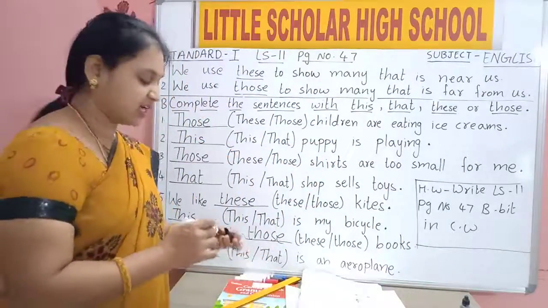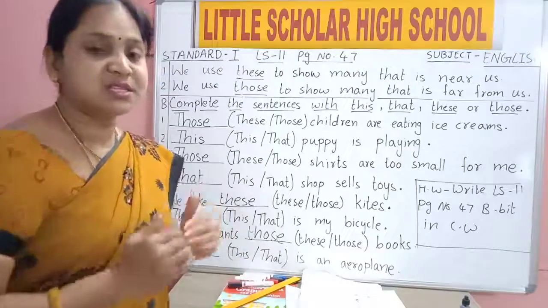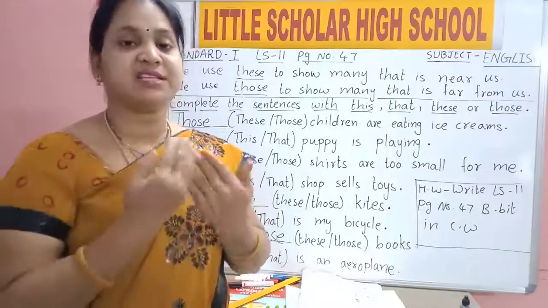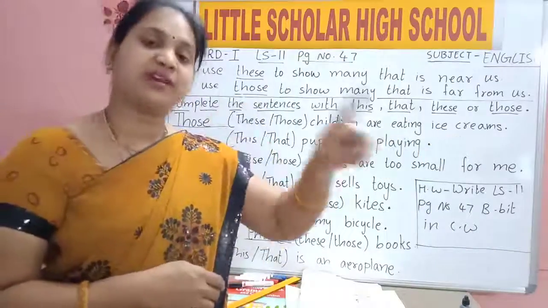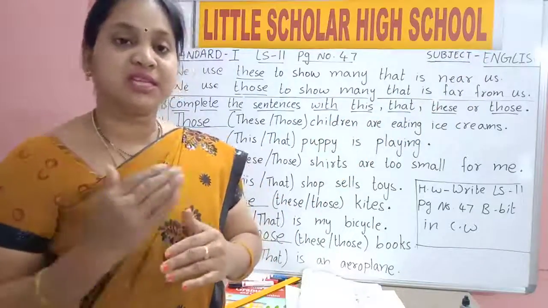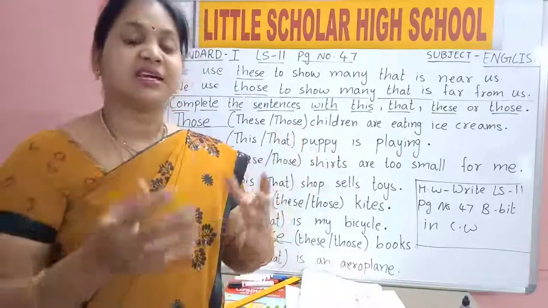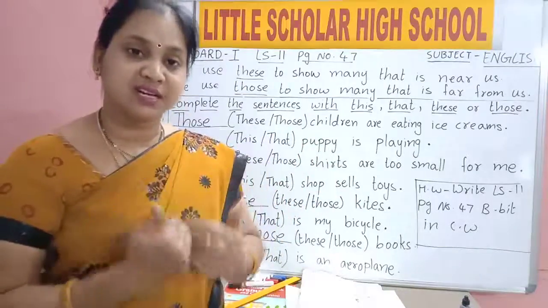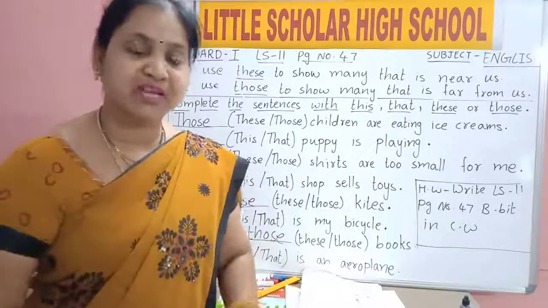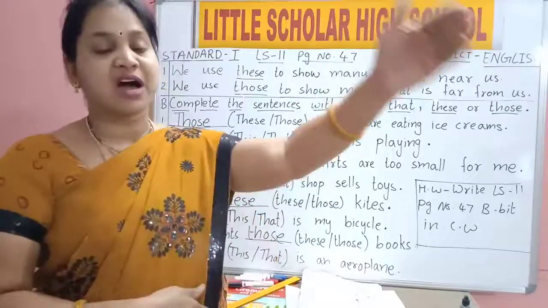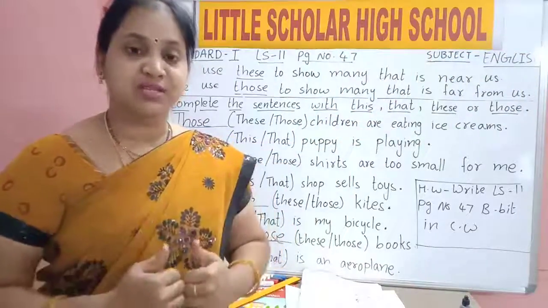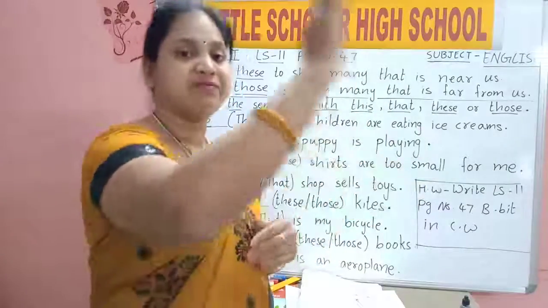Shall we read once again? Now say, when do we use this and that? We use this when we are talking about only one thing that is near us. We use that when we are talking about one thing that is far from us. These, those. These are for many things that are near us. These are my toys means these toys are near you, closer to you. You are sitting and playing with those toys. If those toys are far, what will you say? Those. These for many that are near to us. Those for many that are far from us.